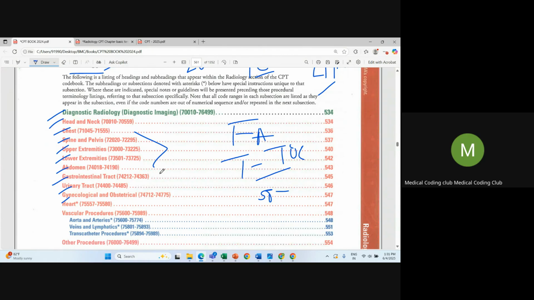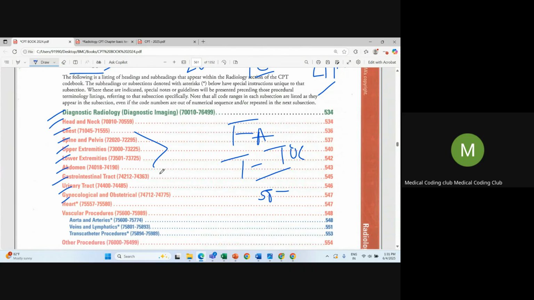And apart from that, for both CT and MRI, we already spoke about contrast material. In diagnostic radiology, we will see three sets of codes with respect to the anatomical site and a particular technique. Say, for example, CT performed on the abdomen.